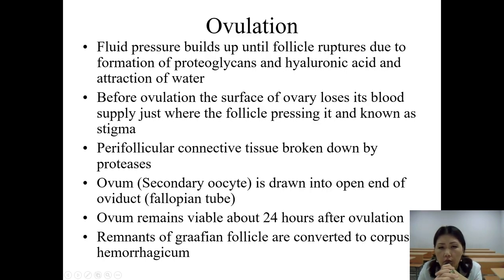Ovulation. Fluid pressure builds up until the follicle ruptures due to formation of proteoglycans and hyaluronic acid and attraction of water. Before ovulation, the surface of the ovary loses its blood supply just where the follicle is pressing it, known as the stigma. Perifollicular connective tissue is broken down by proteases and the ovum or secondary oocyte is drawn into the open end of the oviduct, the fallopian tube. The ovum remains viable about 24 hours after ovulation. Remnants of the Graafian follicle are converted to corpus hemorrhagicum.